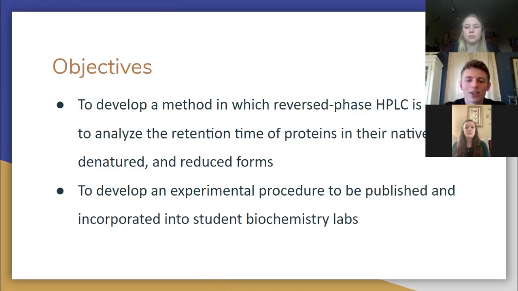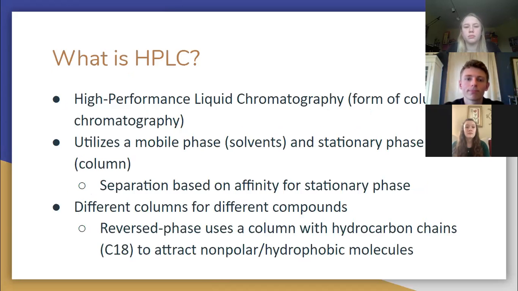The visualization and contrasting of elution times or retention times can help to further reinforce the understanding of protein conformation and its influences. Our objective was to develop a method in which reverse phase HPLC was used, and the retention times of lysozyme were used to illustrate the different structures of lysozyme.